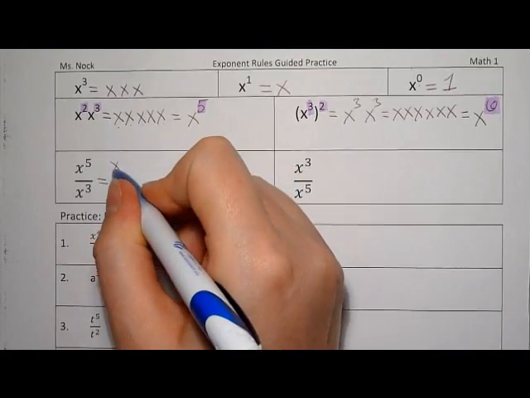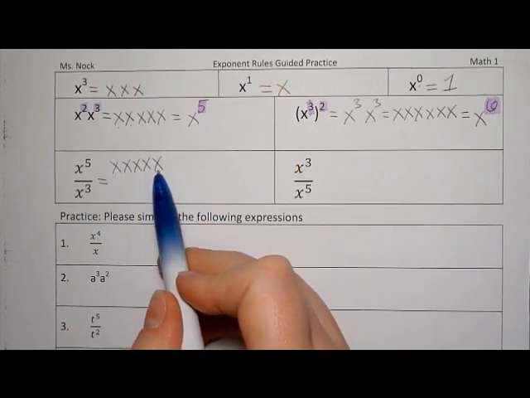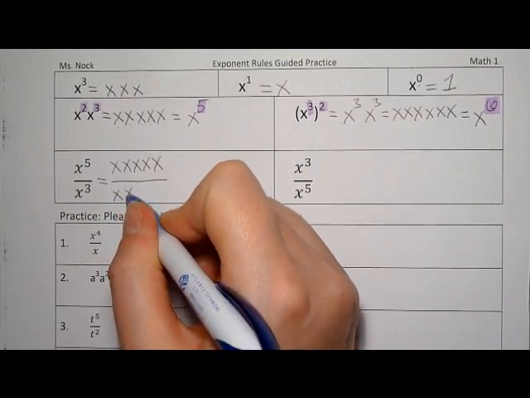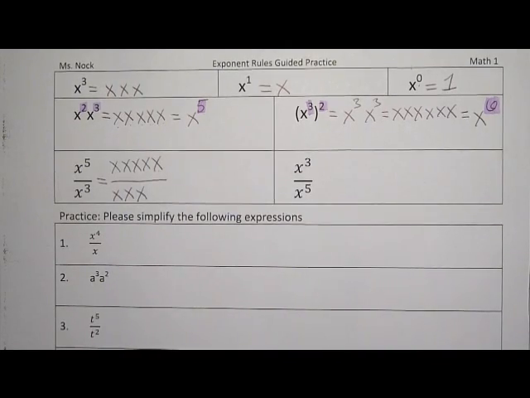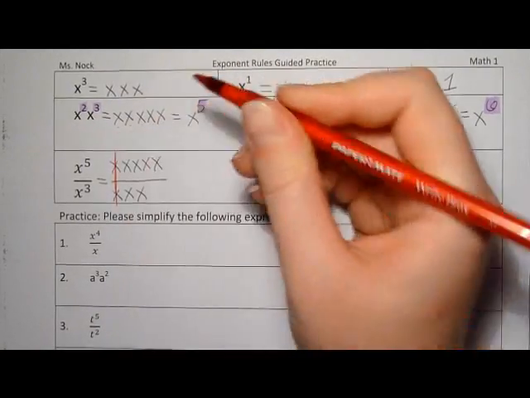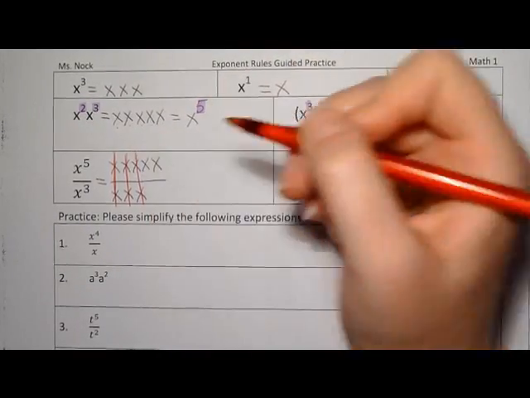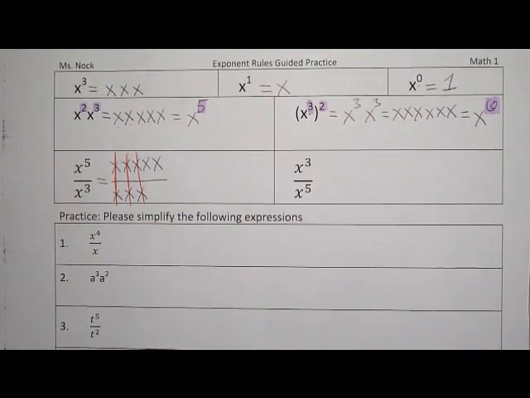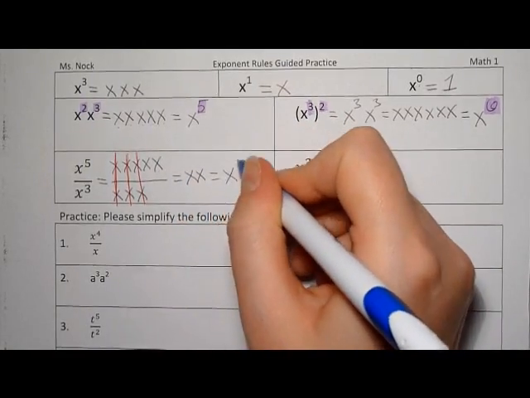X to the 5th is x multiplied by itself 5 times: 1, 2, 3, 4, 5. I'm going to expand my denominator. X to the 3rd is x multiplied by itself 3 times. Now when I look, if I have anything divided by itself, x divided by x, that cancels out to 1. I get to cancel the common factors in the numerator and the denominator. I have 3 common factors in the numerator and denominator. So the only thing I'm left with is x times x in my numerator. So my answer is x times x, which is the same thing as x squared.